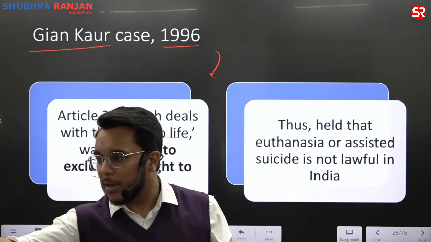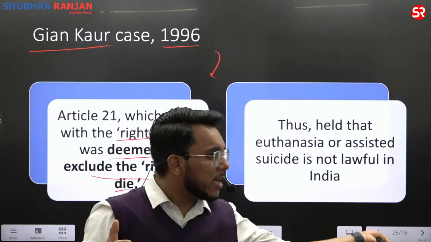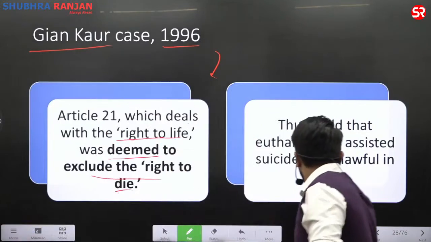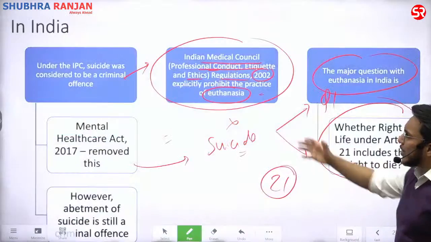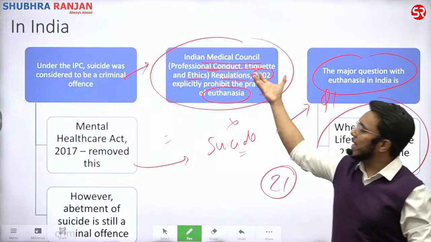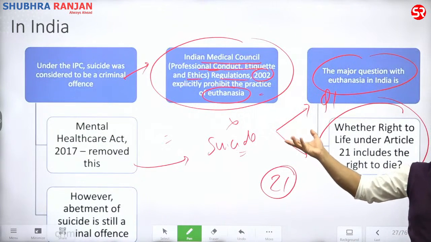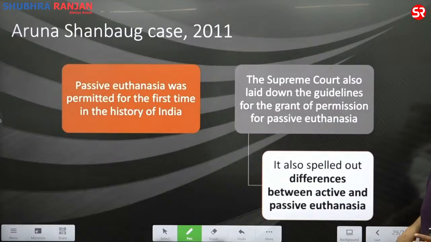And another person cannot take the life of a person. Wo outrightly murder ho gaya. And a medical professional, for medical reasons, can also not give death to a person. Why? Because number one, it is not allowed. And then specifically, the Indian Medical Council regulations have banned that thing. Are you getting it or not? So euthanasia was not allowed.